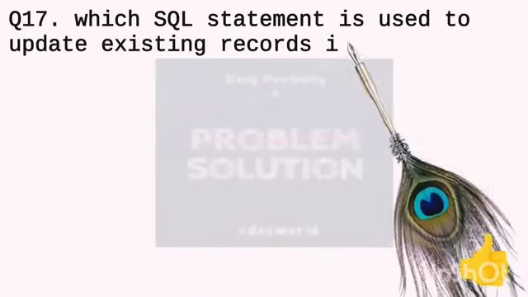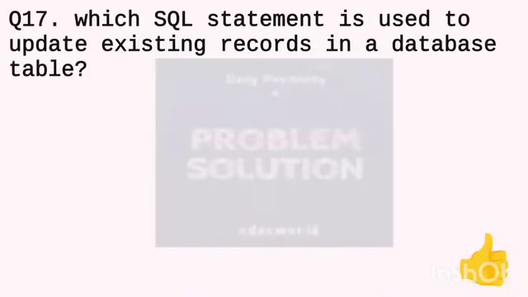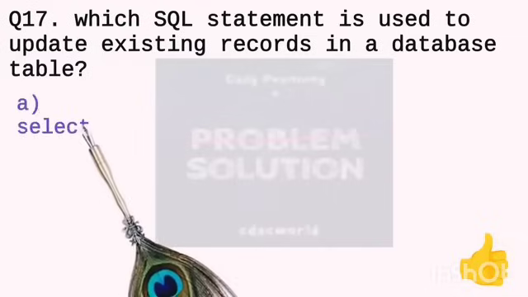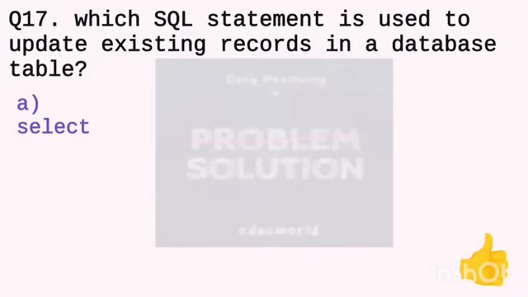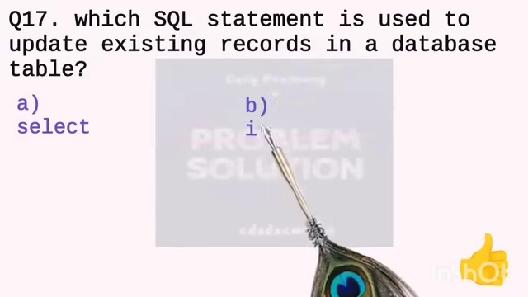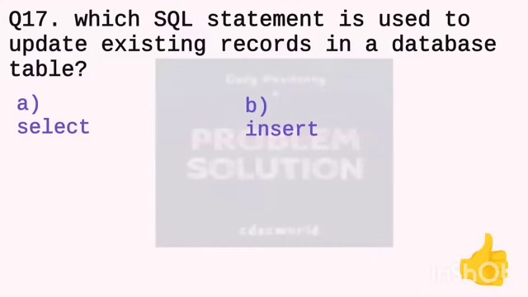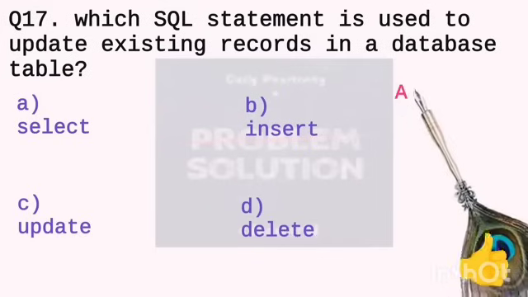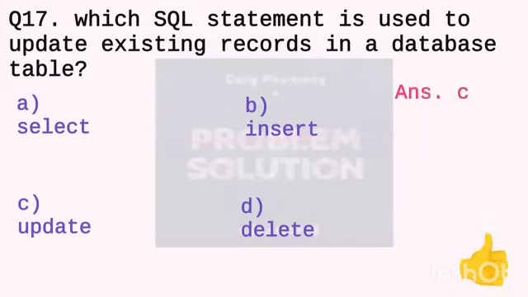Query number 17. Which SQL statement is used to update existing records in the database table? Option A, select. Option B, insert. Option C, update. And option D, delete. And the answer is C, update.